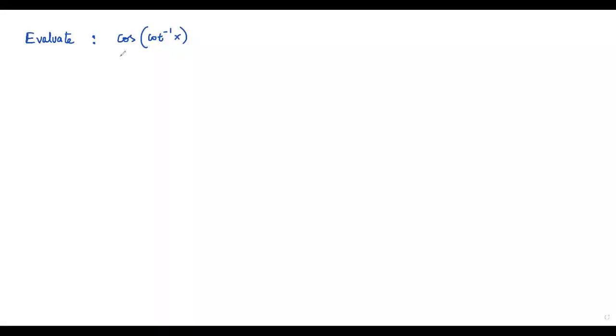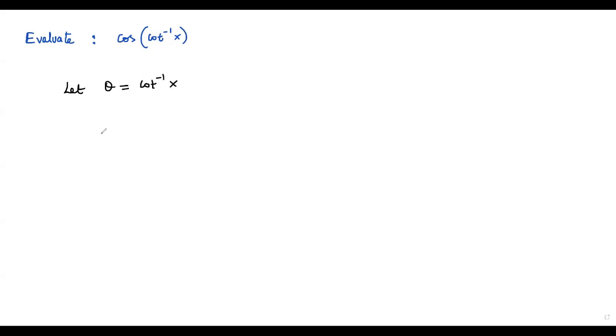Here we have a trigonometry problem. That is, we have to evaluate the expression we have over here, this cosine of cotangent inverse of x. In my first step, I'm going to assign a new variable for this cotangent inverse of x. So let me assign theta equals cotangent inverse of x.